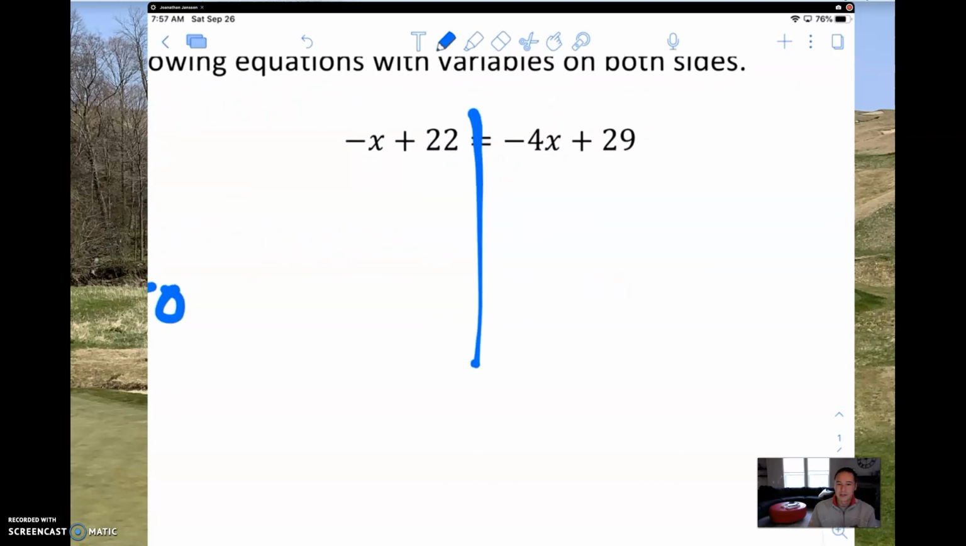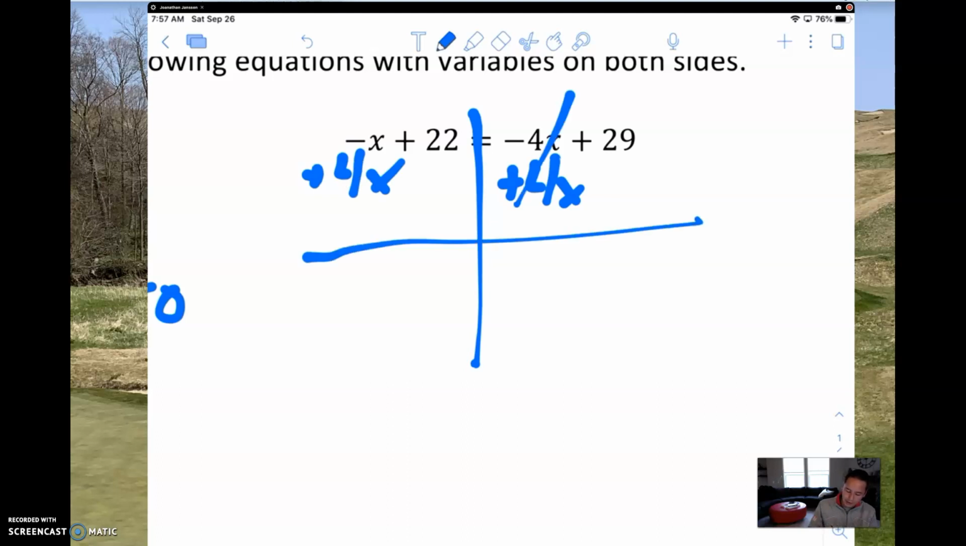And on this one, negative 1 or negative 4, which one's smaller? Yeah, you're right, negative 4 is smaller. So we're going to plus 4x to both sides. And we get 3x plus 22 equals 29.